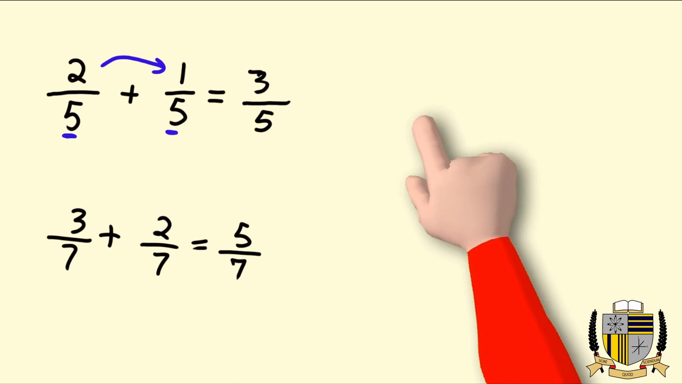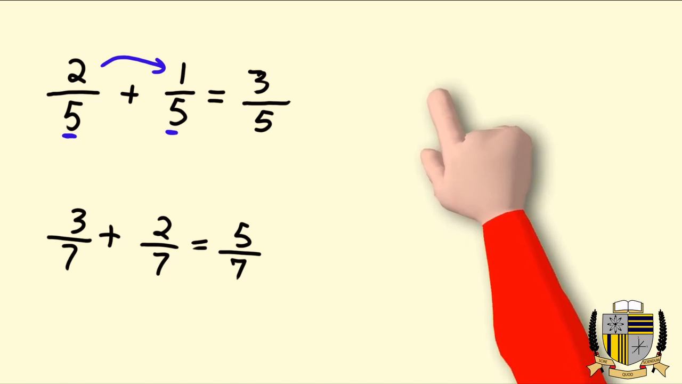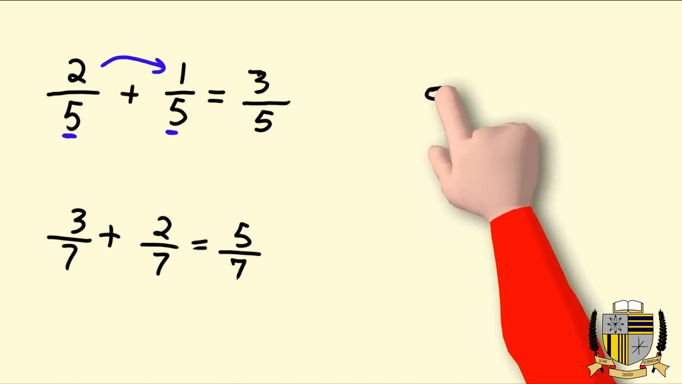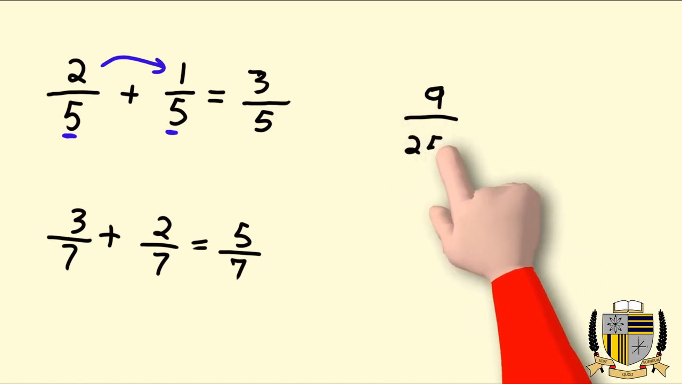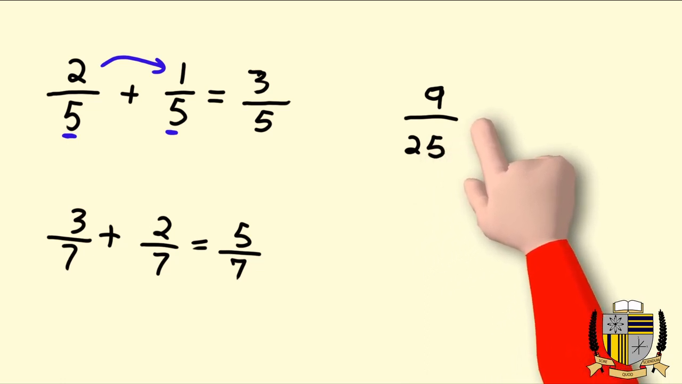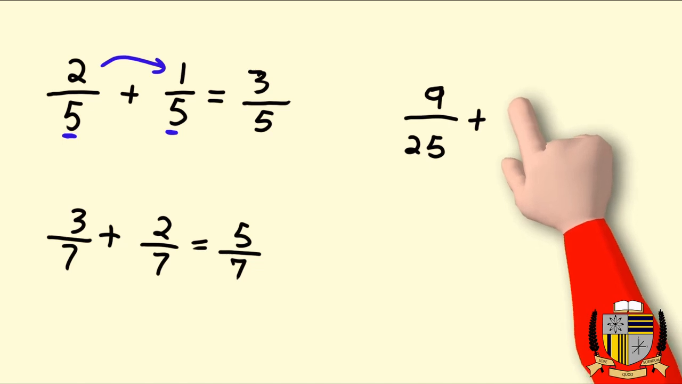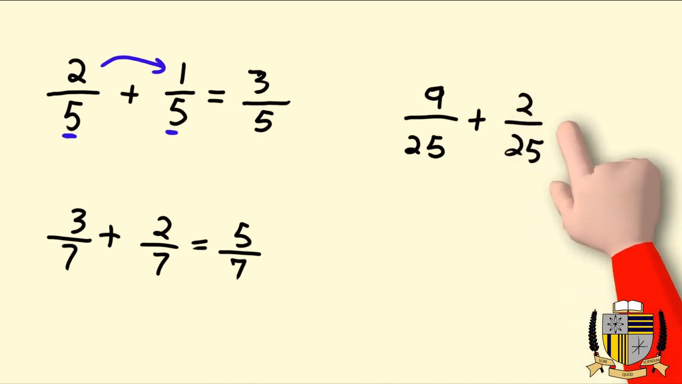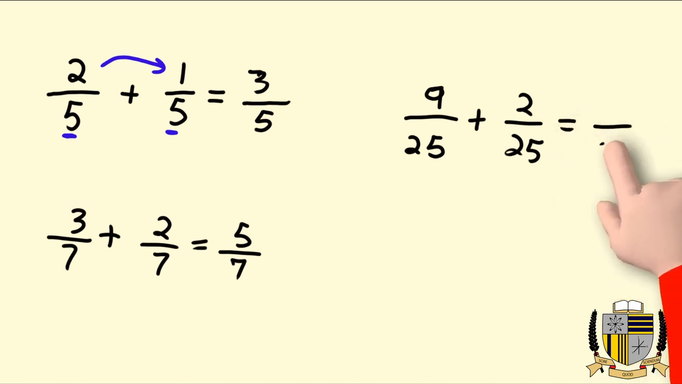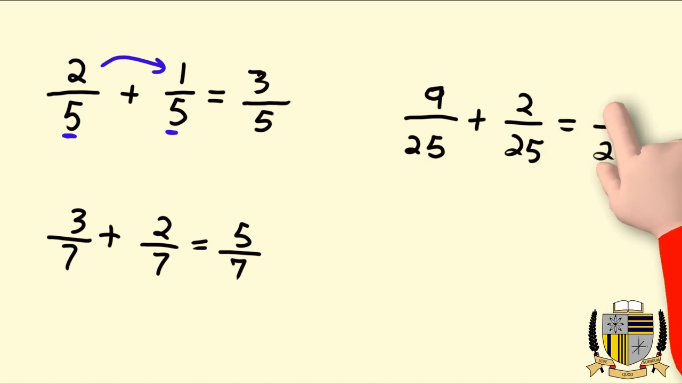No matter what, we can have 9 over 25 plus 2 over 25. It doesn't matter. Our answer would have 25 down here. And then 9 plus 2 is going to equal 11.